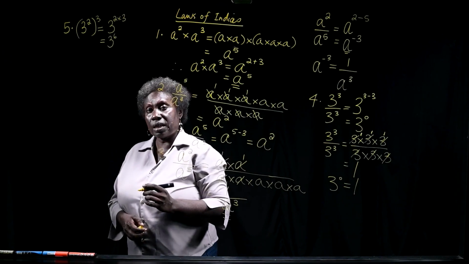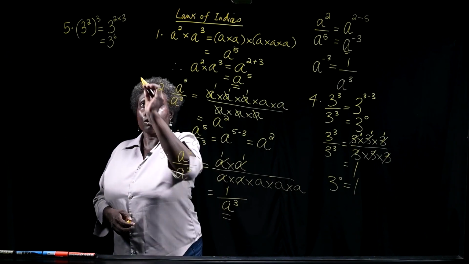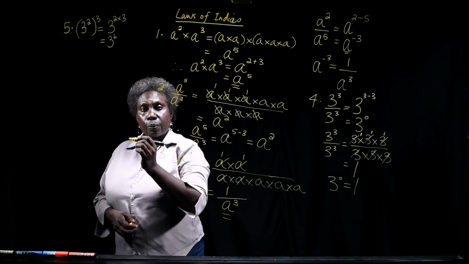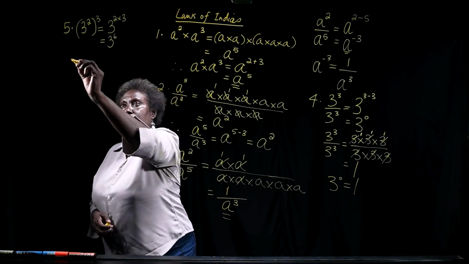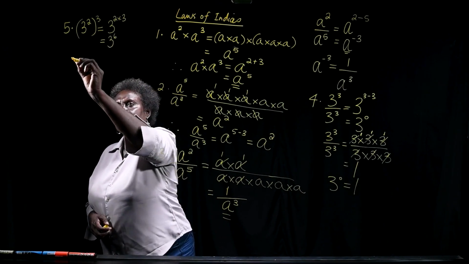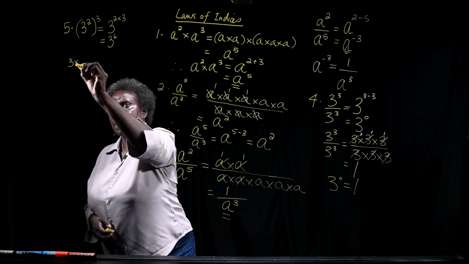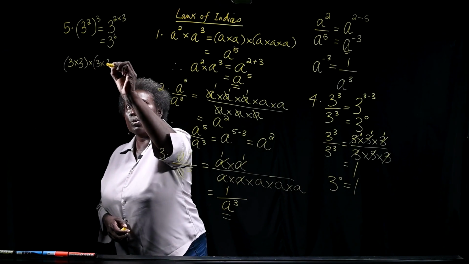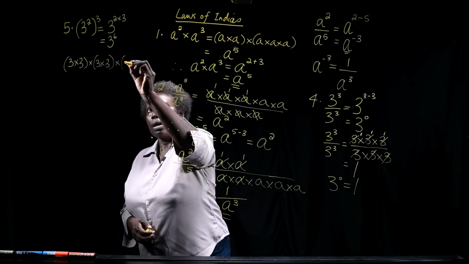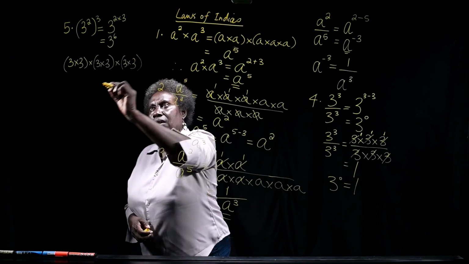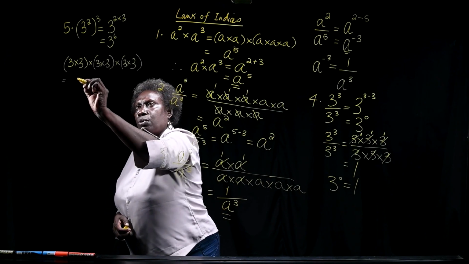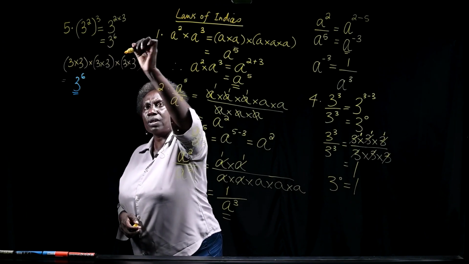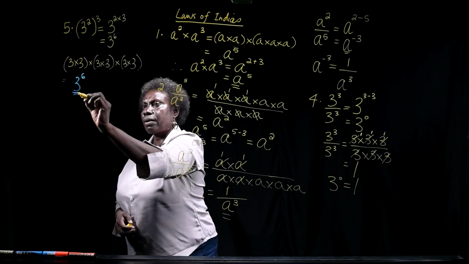We can also show this using the expanded form to come up with the rule where we multiply the powers when we want to find a power of a power. So, 3 to the power of 2 is the same as 3 times 3, times 3 times 3, times 3 times 3. So, that will be equal to 3 to the power of 6. 3 times 3 times 3 times 3 times 3 times 3 is 3 to the power of 6.